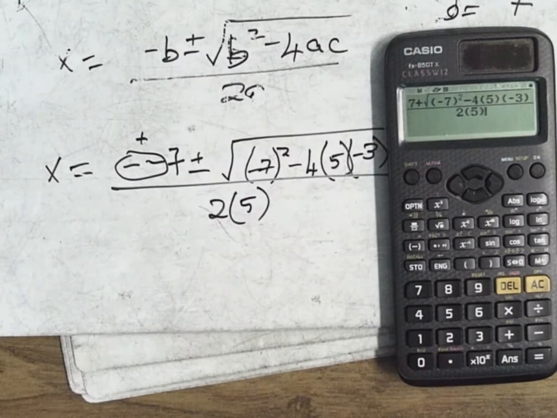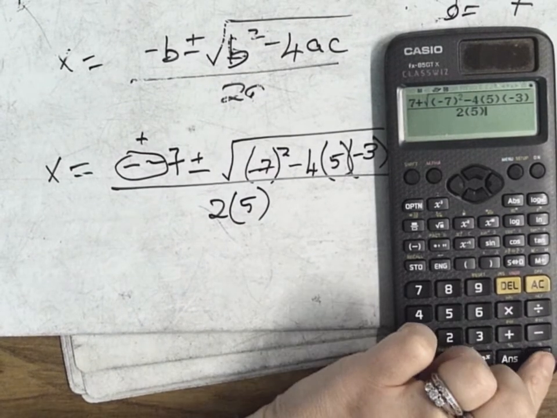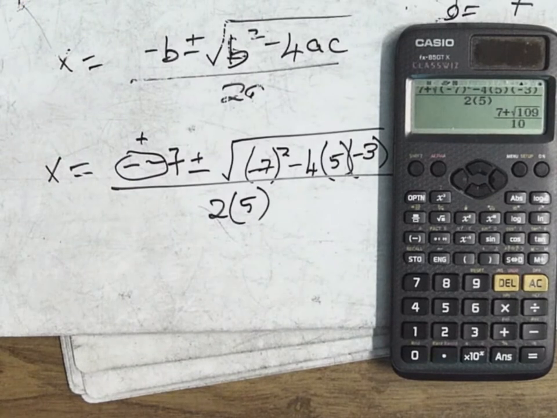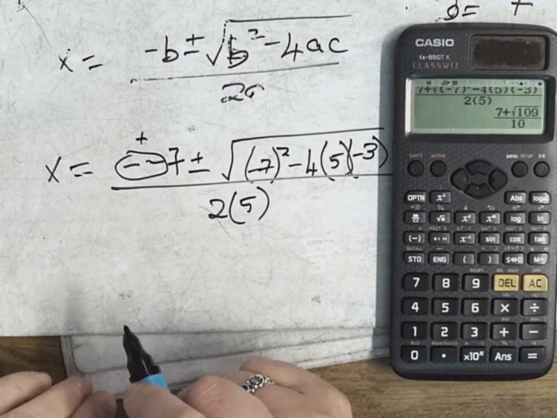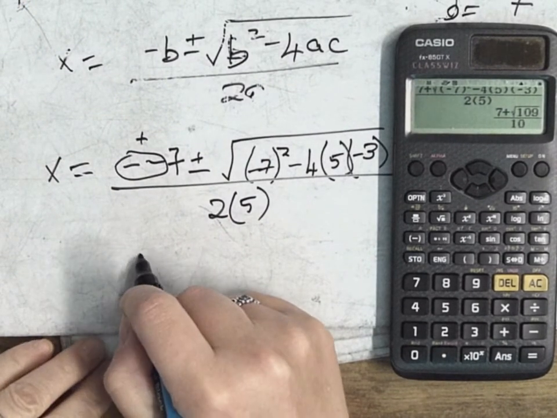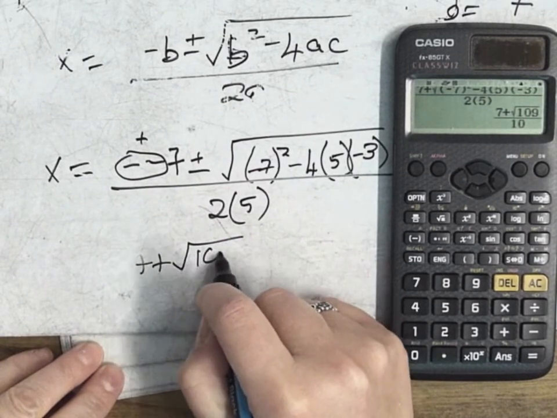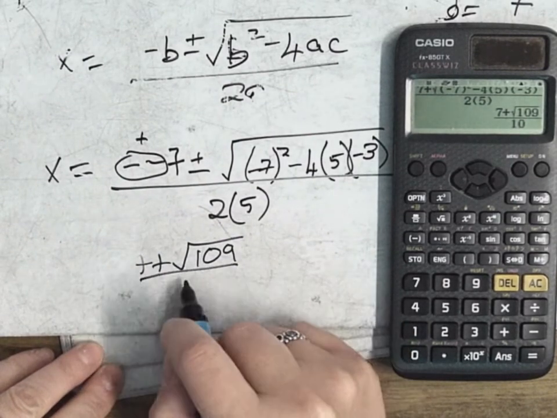Are we all okay with that? Now, press equals. It's going to give you your answer. This is your answer in surd form. Surds, girls, a surd has a square root sign. So sometimes they'll say give your answer in surd form. So that's my answer in surd form, okay?